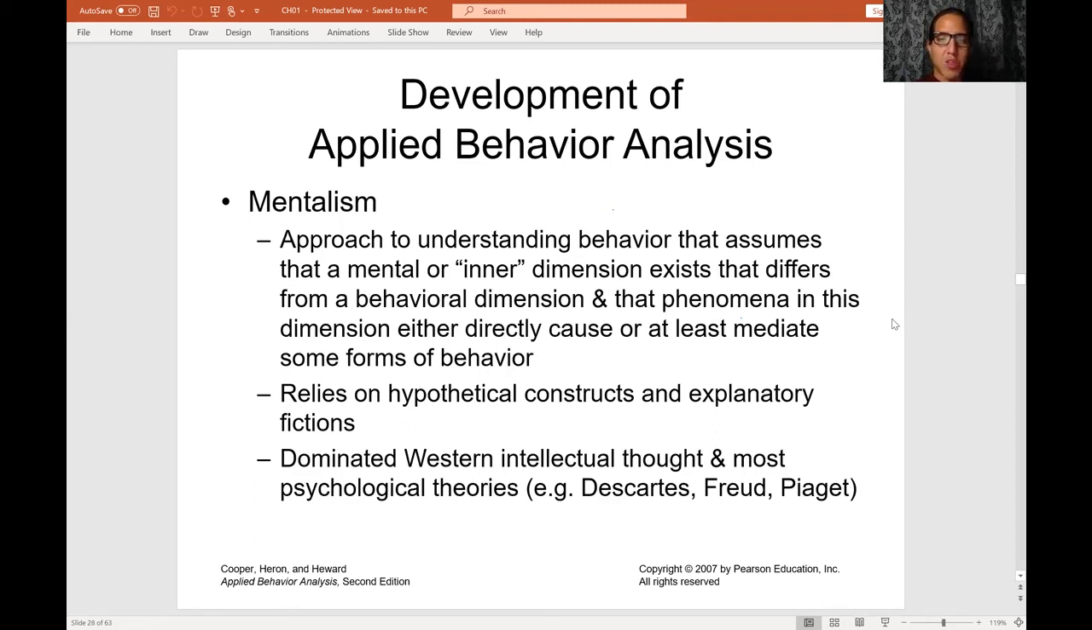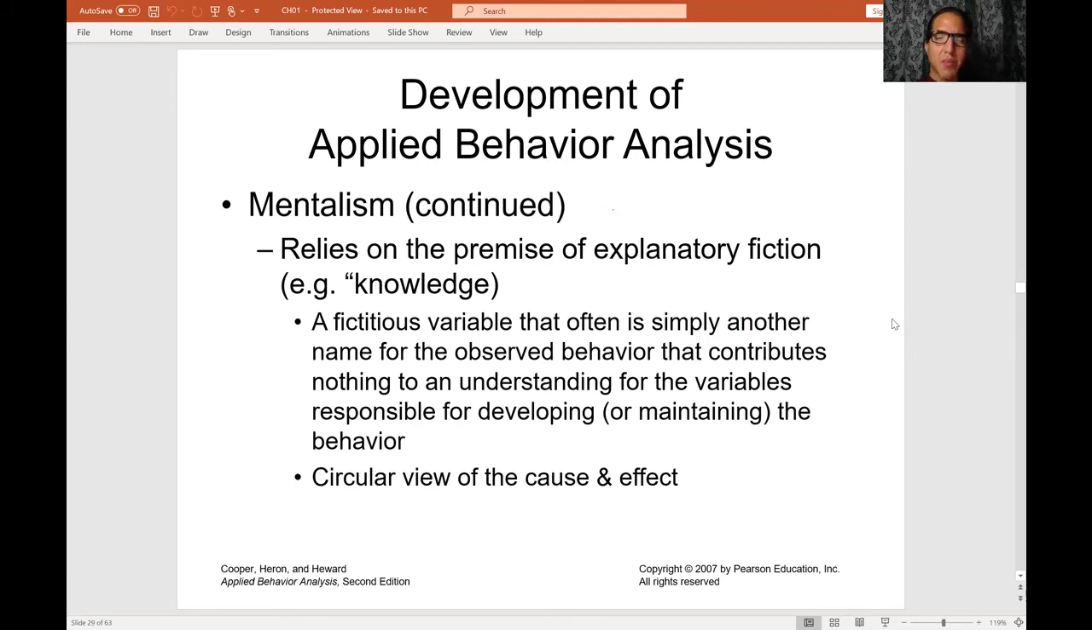And this assumes that a mental or inner dimension exists, one where the phenomena of this dimension directly cause or influence behavior. This relies on the premise of explanatory fiction, such as knowledge, a fictitious variable that often is simply another name for the observed behavior and contributes nothing to an understanding of the variables responsible for developing or maintaining the behavior. So this comes to a circular view of cause and effect.